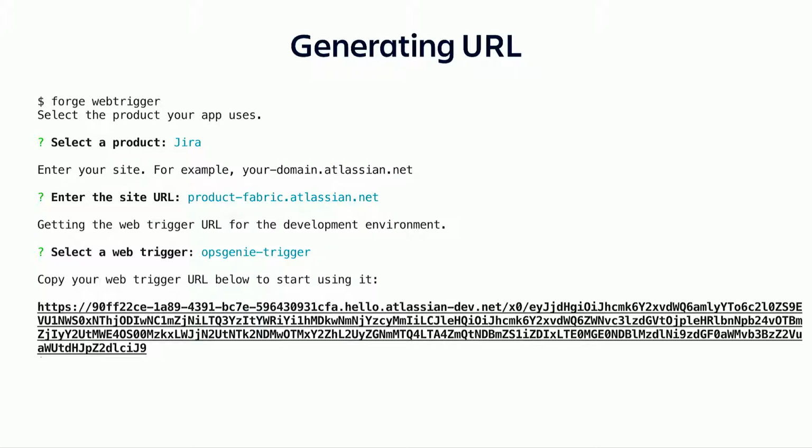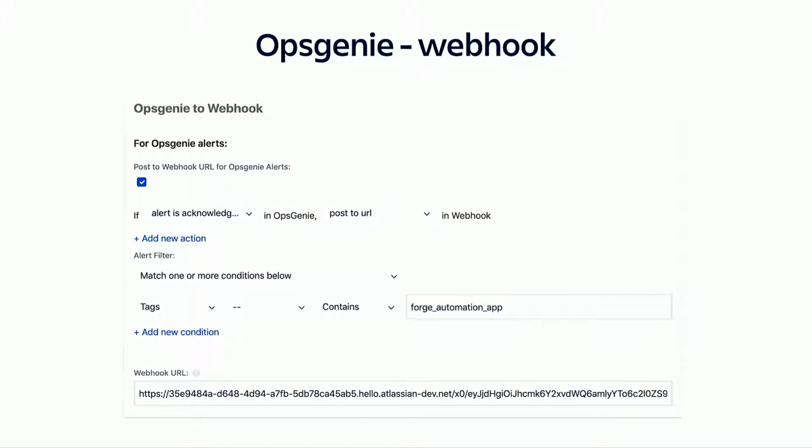So you need to provide the product and site URL because each function is executed in the site and product contexts, and also for which web trigger the URL is generated. And you can see the generated URL at the bottom. And if you are wondering why it's so long and ugly, I can assure you we are working on that, and it won't look like this in the future. Once you have a webhook URL, you can just go to Opsgenie or any other application and configure it. In this case, we want Opsgenie to call our URL once the alert is acknowledged.